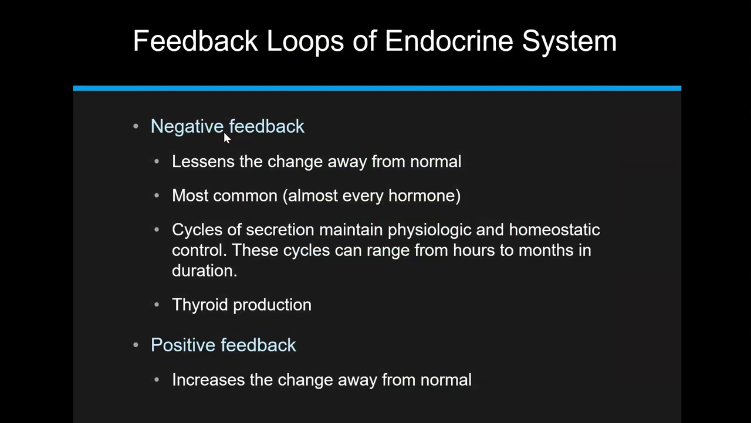So again, here's the negative feedback loop: it lessens the change away from normal. It is the most common. Almost every hormone is controlled by a negative feedback loop. The cycles of secretion maintain physiological and homeostatic control, and usually there is a target level that it's trying to maintain. The cycles can range from hours to months in duration, depending on the hormone you're looking at. Thyroid production would be one example of a negative feedback loop, and we're going to look at thyroid hormone production in just a minute. A positive feedback loop increases the change away from normal. Clotting and childbirth are two examples of positive feedback loops.